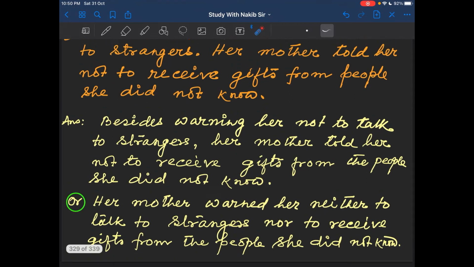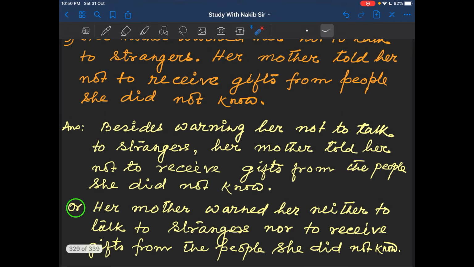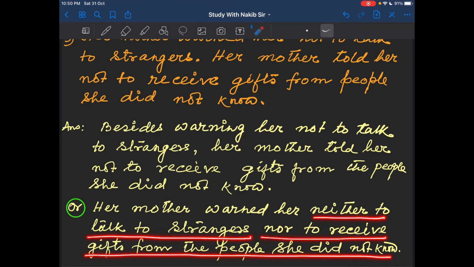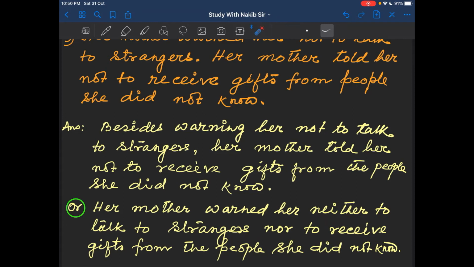And now see your combination with neither nor. Her mother warned her neither to talk to strangers nor to receive gifts from the people she did not know. So this is another combination and this is another combination. You may do any one you like.